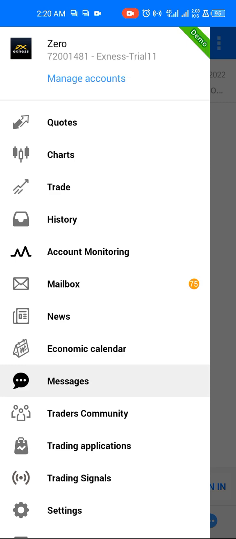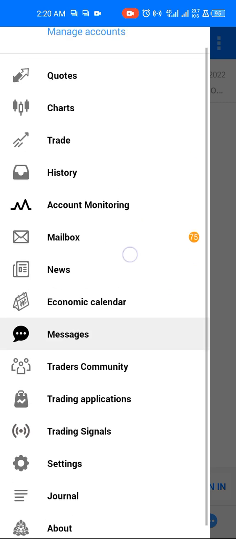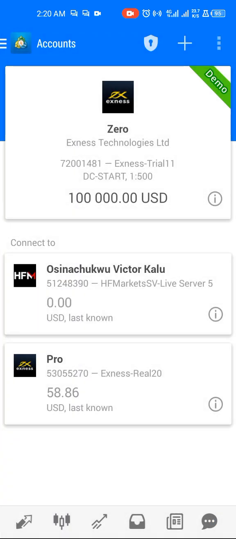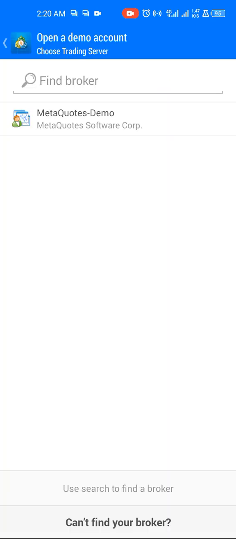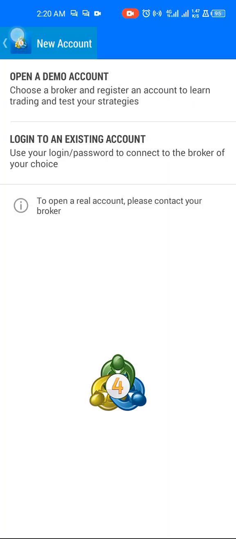you can see this screen, this area. Go to manage accounts and add an account if you like. You can open a demo account here on MetaTrader, find a broker and open the demo account. Or you can log into an existing account.